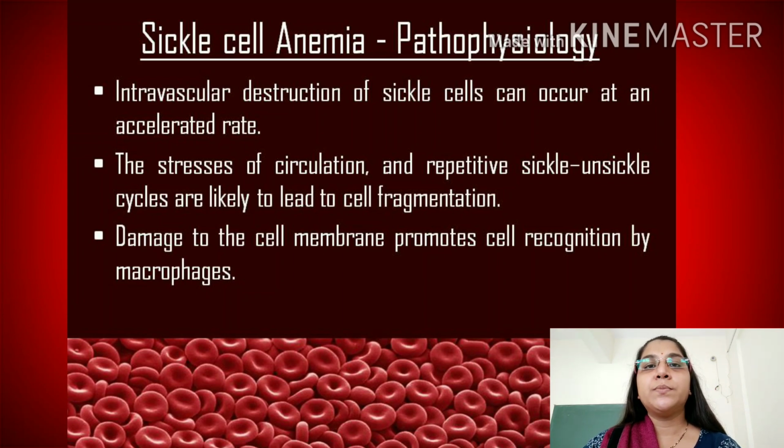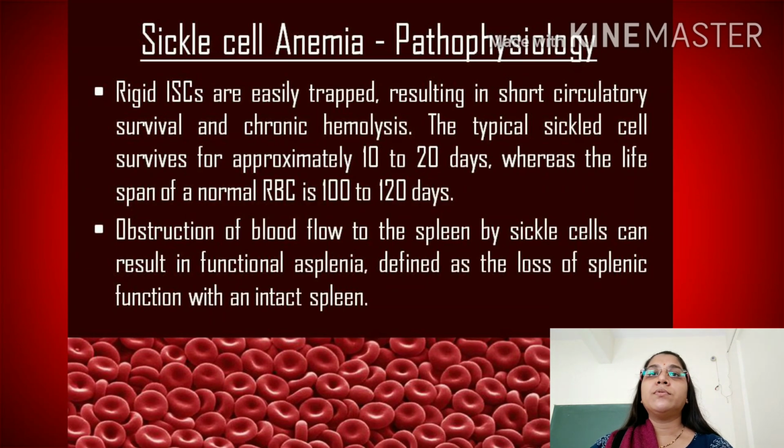Further, during this process of sickling and unsickling, this repetition also leads to some cell fragmentation. So some of the RBCs are destroyed during this process also. Further, this also damages the cell membrane and promotes recognition by macrophages. Now the lifespan of the sickled RBCs is only 10 to 20 days, which is very little compared to the normal RBC, about 10% only, because normal RBCs have a lifespan of 100 to 120 days.